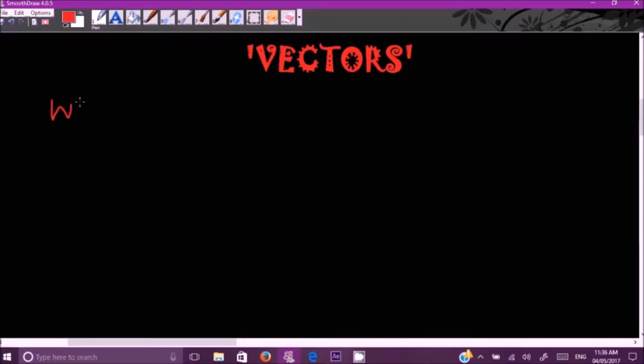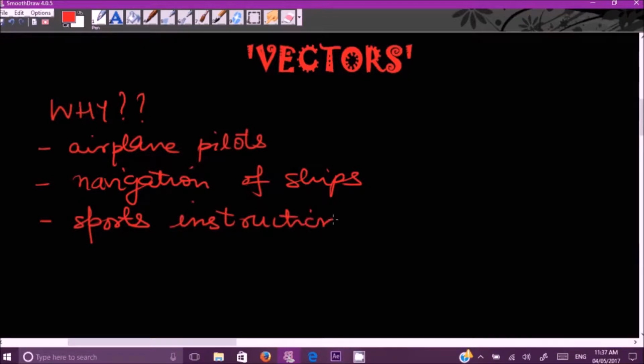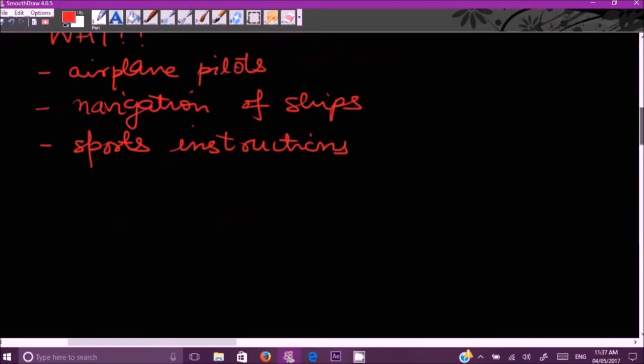First of all, why vectors? Why do we need them? Because they have a vast majority of applications. Let's see. Airplane pilots receive instructions to land at the airport using vectors. Navigation of ships. Sports instructions. And many more. But before discussing vectors, we need to understand a term known as scalars.